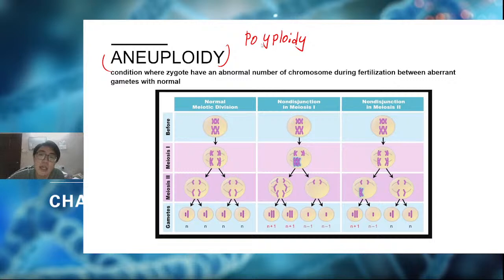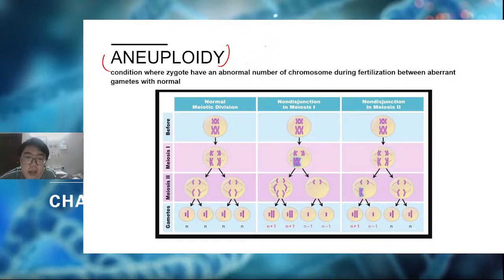So aneuploidy means a condition where the zygote has an abnormal number of chromosomes during fertilization between an aberrant gamete and a normal one. It means the zygote is formed.